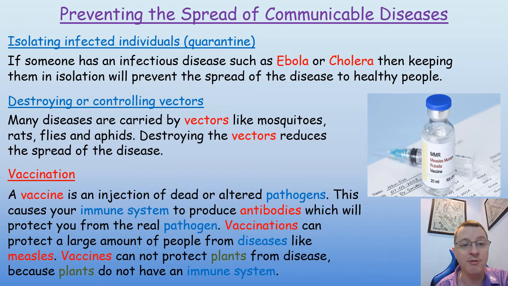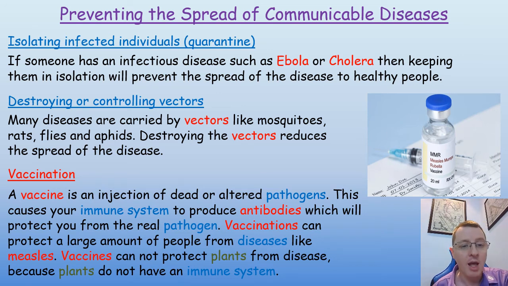Destroying or controlling vectors. Many diseases are carried by vectors like mosquitoes, rats, flies, fleas, aphids. Destroying the vectors reduces the spread of these diseases. They cannot be transmitted from one person to another if the vectors do not exist in that environment. Places like Florida or Southeast Asia often will try and destroy mosquito vectors for malaria by using pesticide chemicals and spraying a fog of these pesticides over areas where mosquitoes are known to breed.